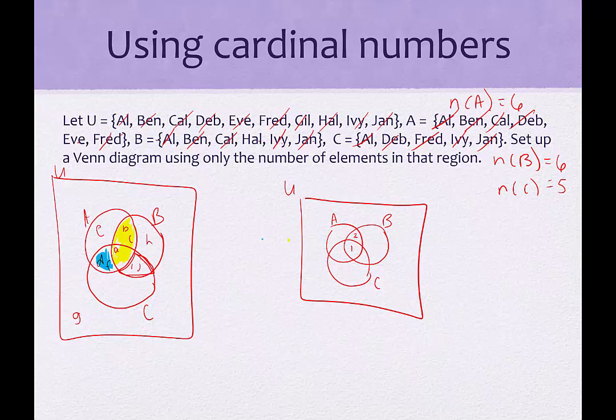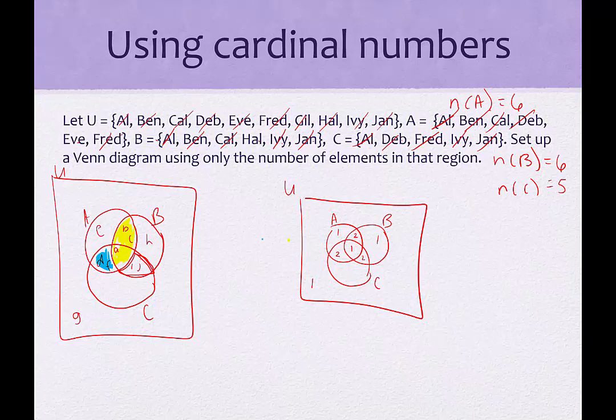A and C, there's also 2 people in this region. And B and C, there's 2 people in that region. Very consistent here. And then in set A, there's 1 additional person, and in set B, there's 1 additional person. And in the universe, there's one additional person. So that's how we would set that up.